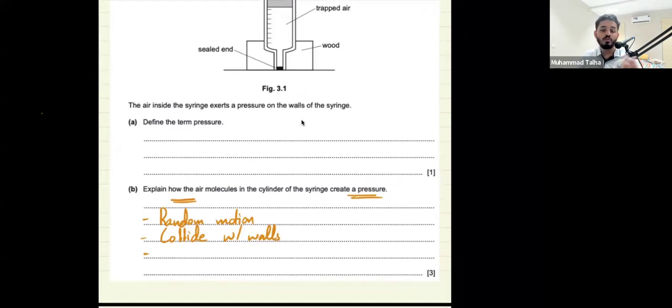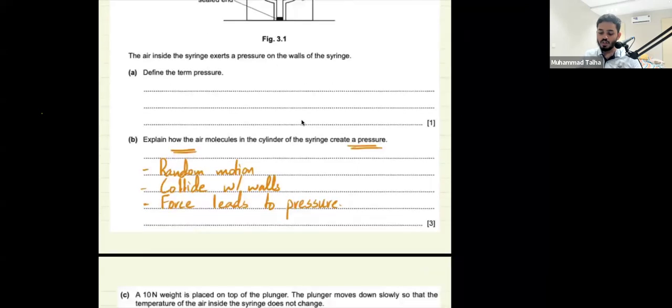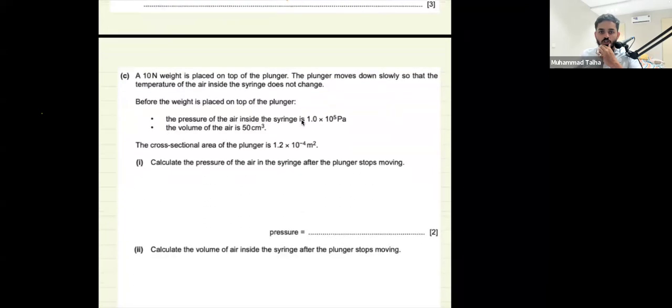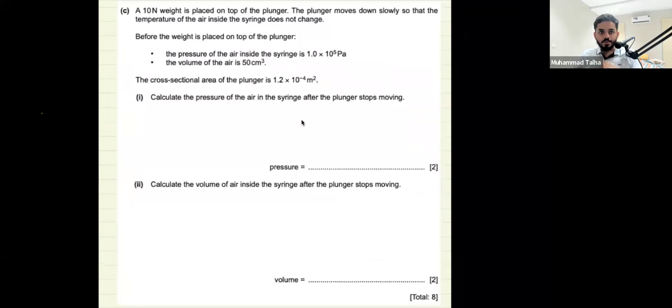And then the last thing you say is that because of their collisions, now it's your call. Sometimes the examiner may want you to involve momentum here, but if not, you don't really have to do this. So you could either say that because of a change in momentum, there's a resultant force, or you could just say that there is a force here which leads to pressure. All right. So this is what the question was asking.